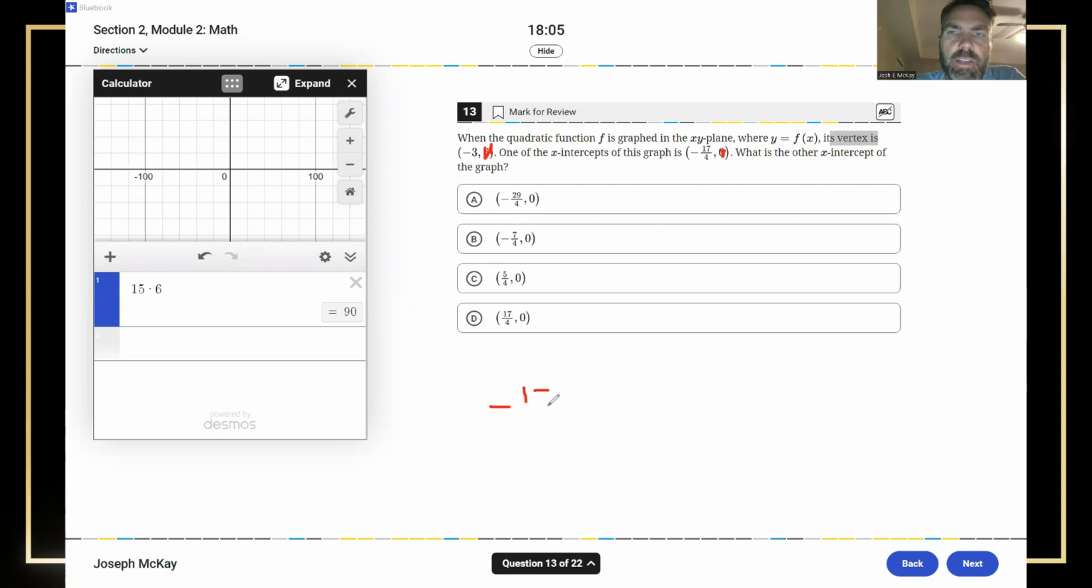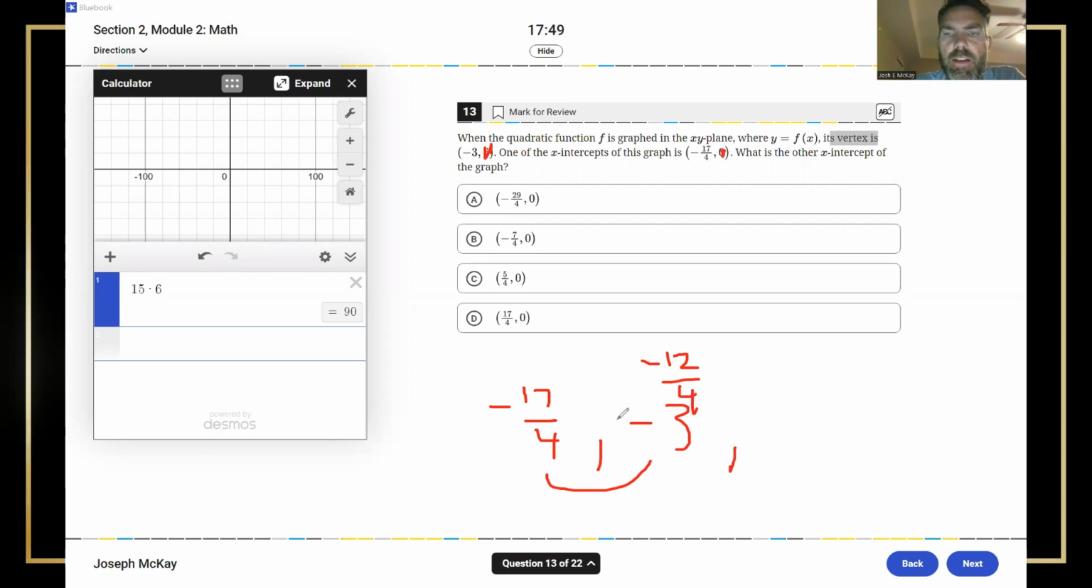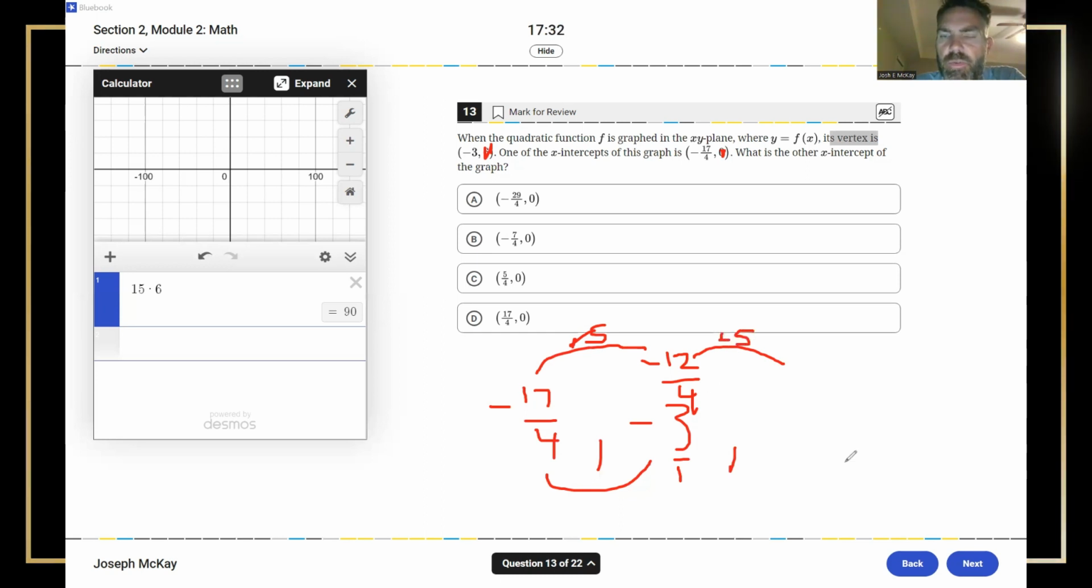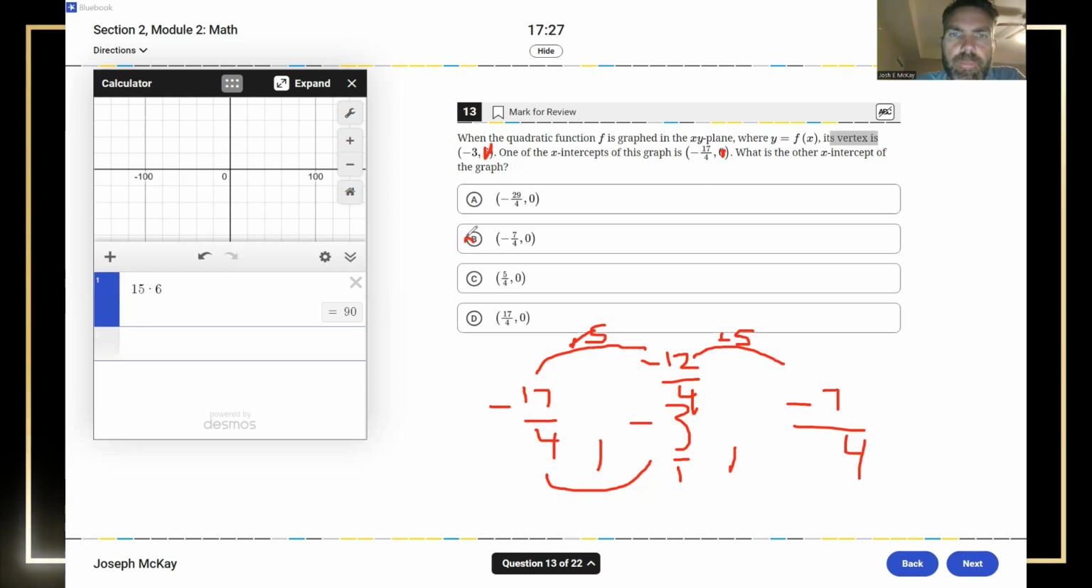So minus 17 over 4 and minus 3. I need to figure out how far this is away. I'm going to turn this minus 3 into a minus 12 over 4. It's kind of like finding a common denominator. So I multiplied the 3 by the 3 over 1, if you will, by 4 top and bottom. So 17 to 12, that's plus 5. So I need to go plus 5 more. That's supposed to be a plus 5. Negative 12 plus 5 is negative 7 over 4. And so I need to look for that one.